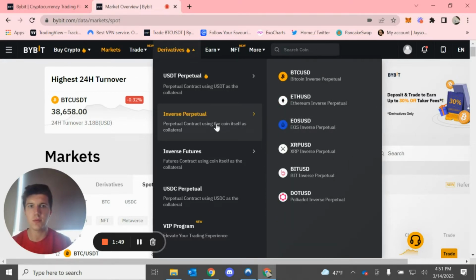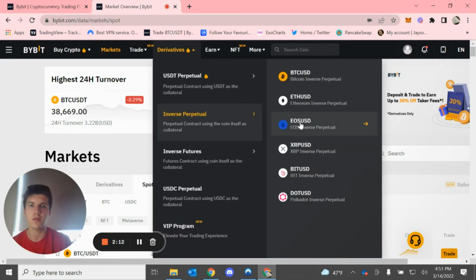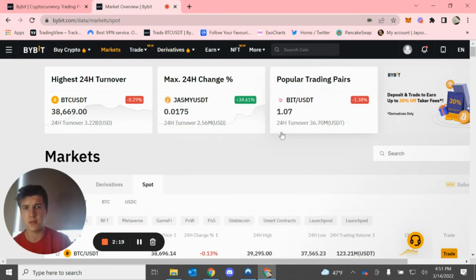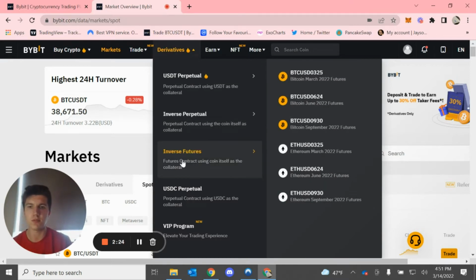There's inverse perpetual, which for each one, it's using its own coin as a profit payout, and you're using it towards leverage towards the exchange. So it's earning more in this specific currency. So earn more Bitcoin, earn more Ethereum, EOS, XRP. Now there's Bit and Dot. They're adding a whole bunch as time goes on here.